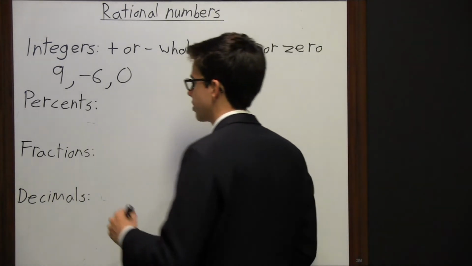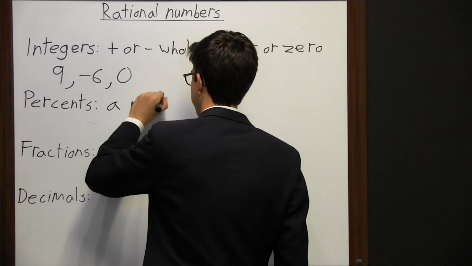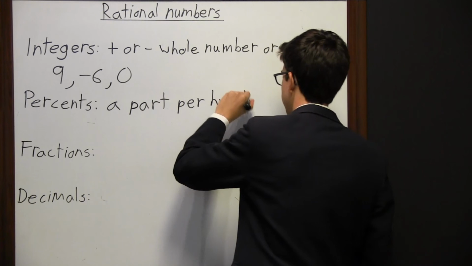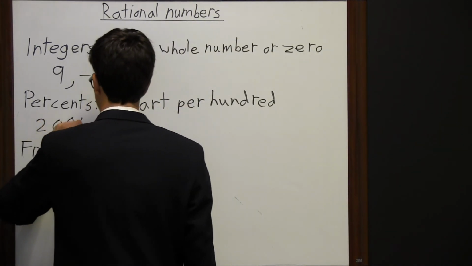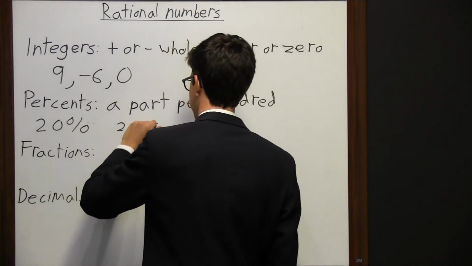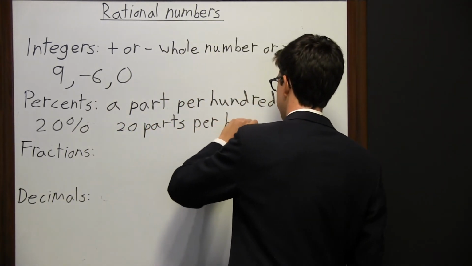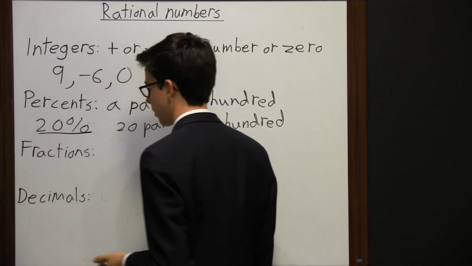And so now we move on to percents, which is kind of a more complicated way to say a part per 100. So an example of a percent is 20%, which we could also write as 20 parts per 100. But the important thing here is just you know what a percent is, like 20%.